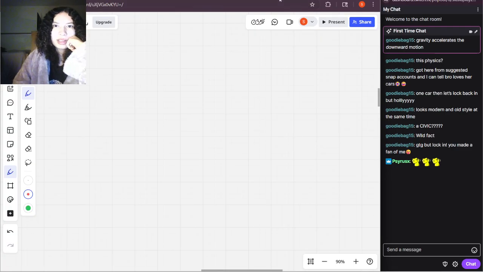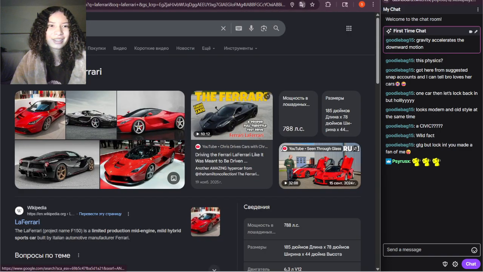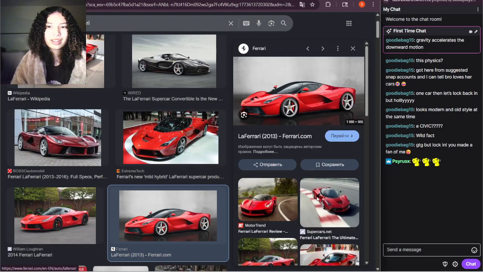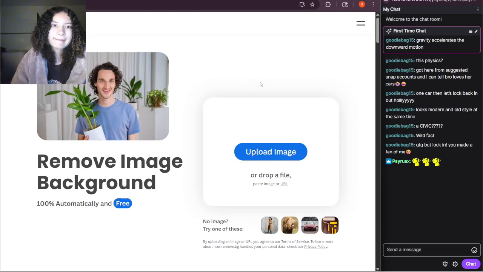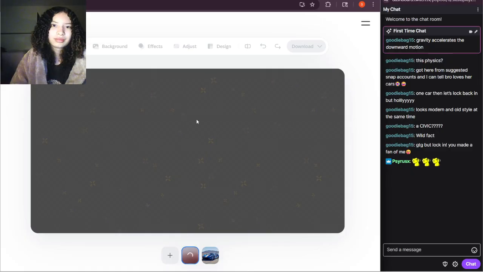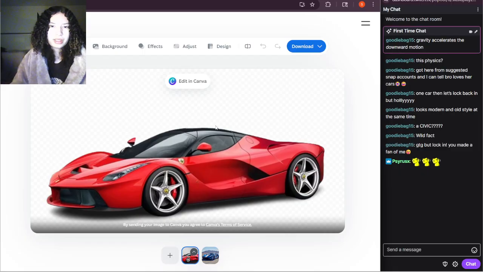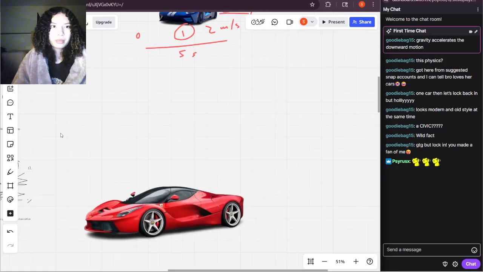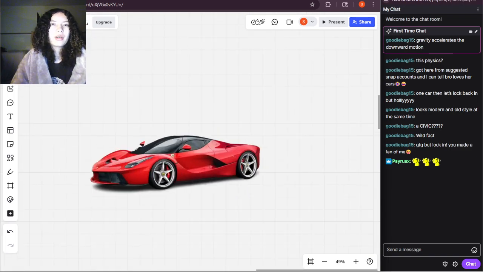Oh, a car, I can use my car. You know what, let's use La Ferrari. Love my cars. Love this thing. Alright, remove PT. I've never seen one of these in real life. Need to go to some car shows. Okay, I thought it was gonna drop the quality. Okay, we have our Ferrari here.